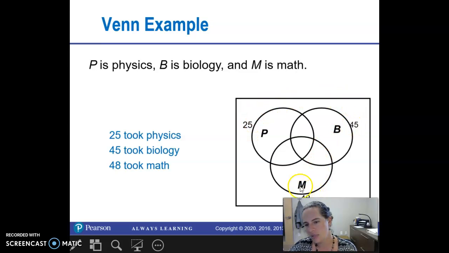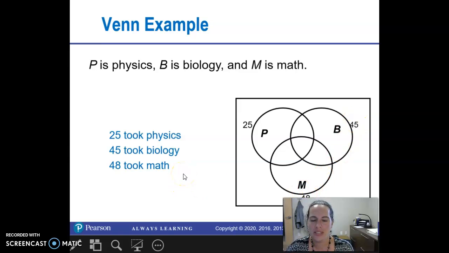Now, I'm not necessarily going to put them inside the circles yet because this bottom area of M is not 48. The whole M circle is 48. So we're going to have to do some calculations and figure out what's the bottom part of M, what's this little part of M, what's this little part, what's that little part. Okay, so I'm going to fill in inside the circles as we get to them. But for now, let's just leave those numbers on the outside.